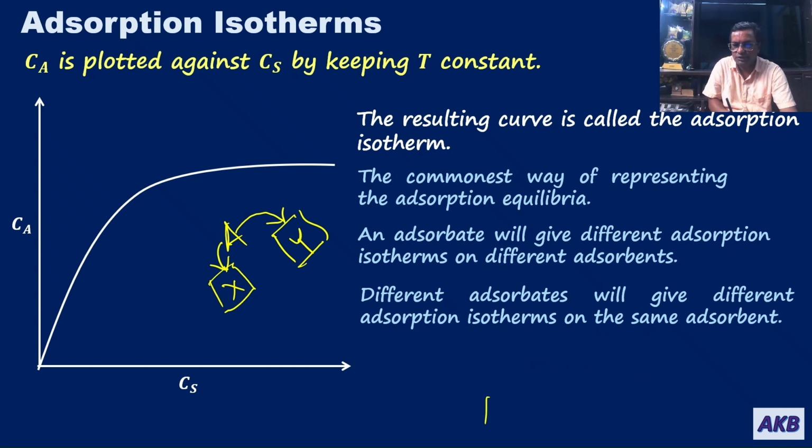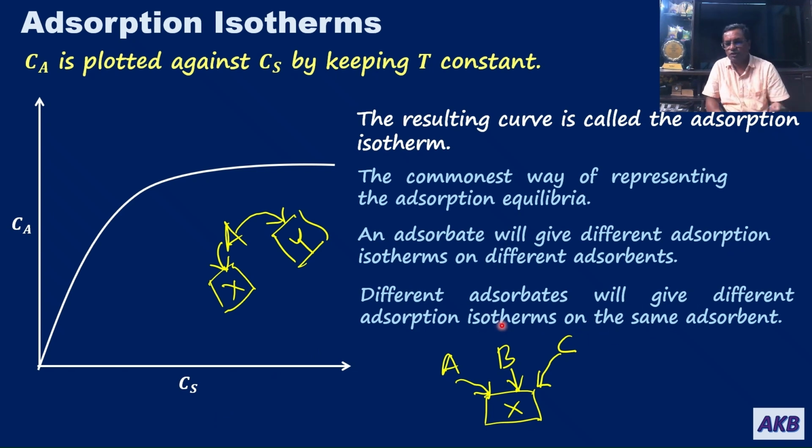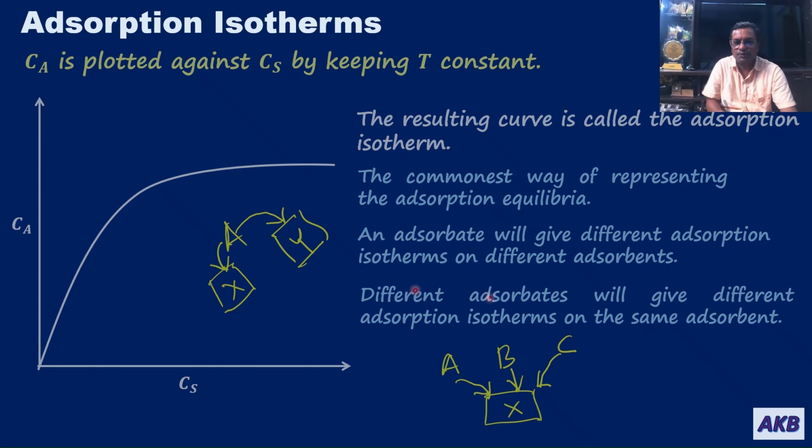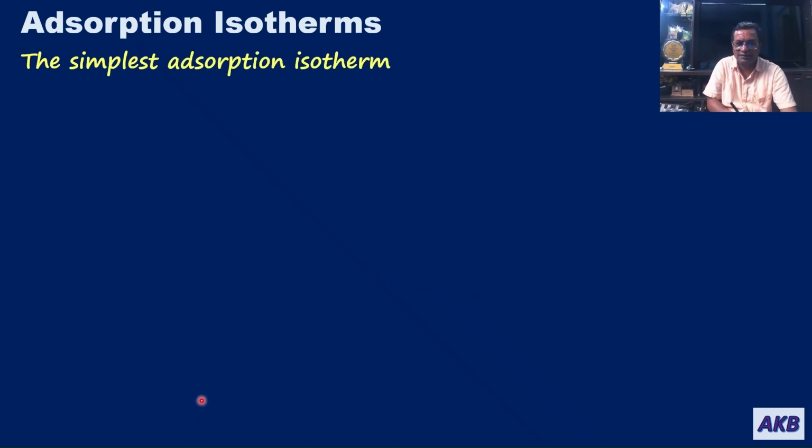For example, you have adsorbent X and there are 3 adsorbates, say A, B and C. When A adsorbs on X, we will get an adsorption isotherm which is different from the one obtained when B gets adsorbed on X, which will again be different from the one obtained when C gets adsorbed on X. So in general, different adsorbates will give different adsorption isotherms on the same adsorbent. I hope this is clear to you. I have discussed it in my earlier videos, but I am still summarizing it so that the concept is clear to you. Now let us list various adsorption isotherms.